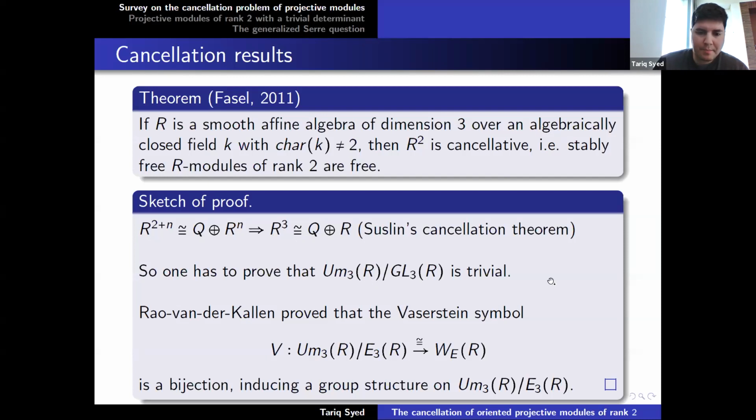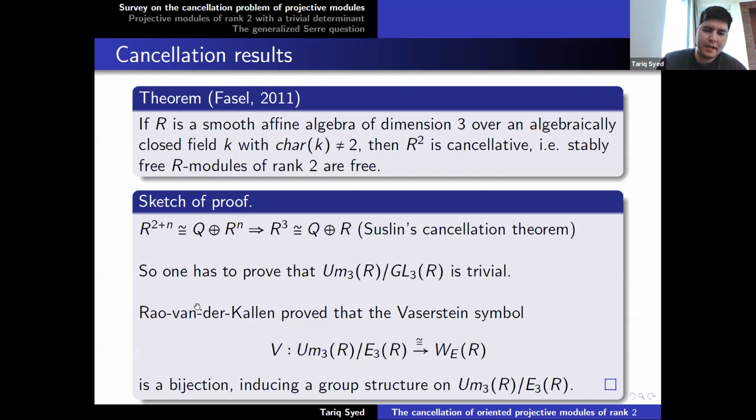And now we use a map called the Vaserstein symbol that I'm going to introduce later. It's a map defined on this orbit space, where now we have the right action of the subgroup of GL3 generated by elementary matrices. And on the right-hand side, we have the so-called elementary symplectic Witt group, which is, well, some sort of a reduced higher Grothendieck-Witt group to some degree. Yeah, I think you can say that.